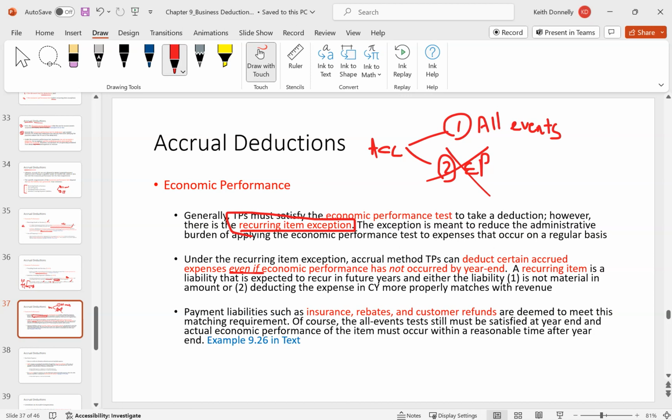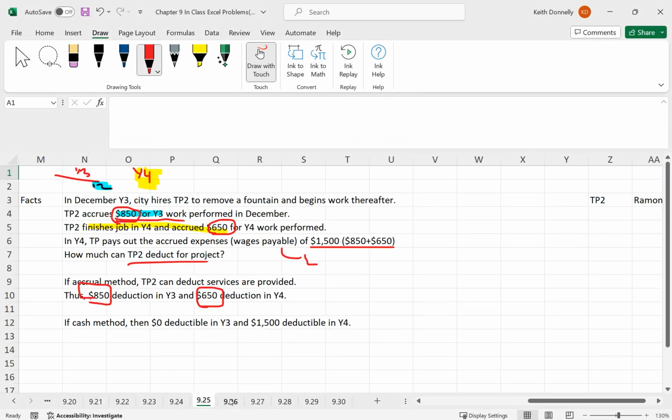And a recurring item is a liability that's expected to recur in future years, it's not material in amount, and deducting it would more properly match it with the revenue. So what are the examples here? Right, it would be things like insurance, rebate, customer refunds. Obviously, you still have to meet the all events test, right? That's still in play. But these, right, we can get them under kind of a different framework. So let's look at 926 here.